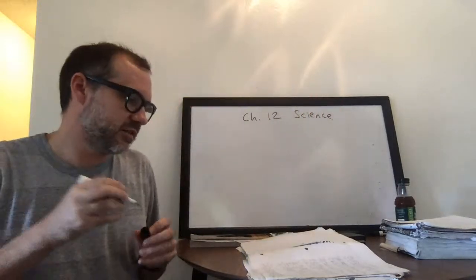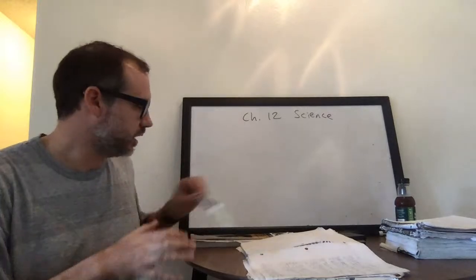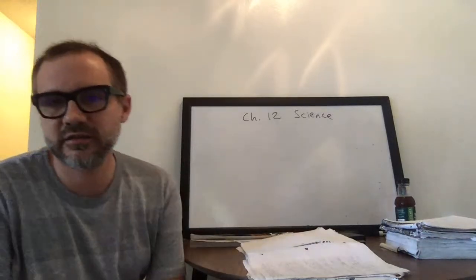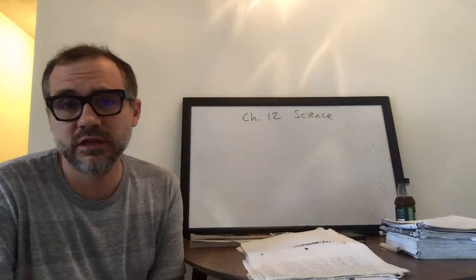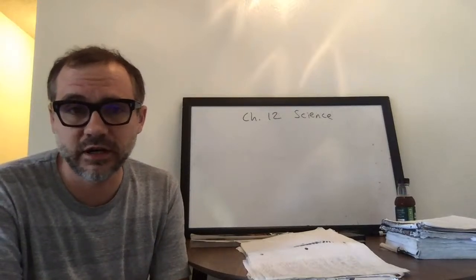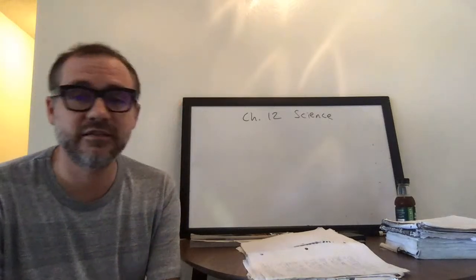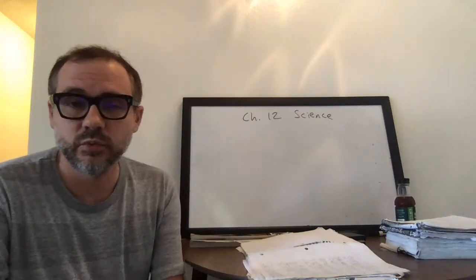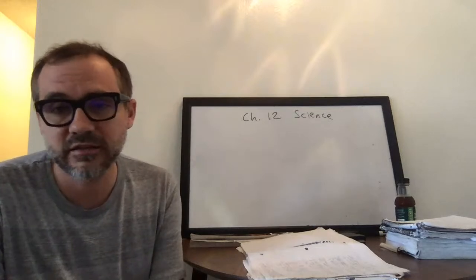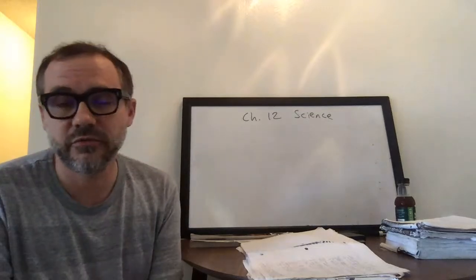Chapter 12, science. What we did at the beginning last class was just go over some of the initial big vocabulary items and concepts in this chapter. So we started by just defining science. And what is that? It's reasoning from observable facts to testable explanations for the facts.